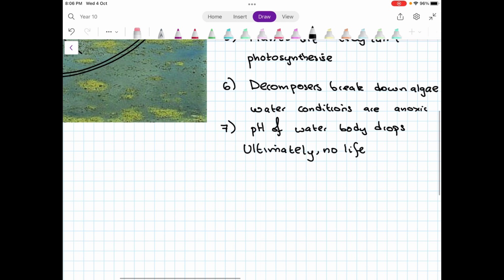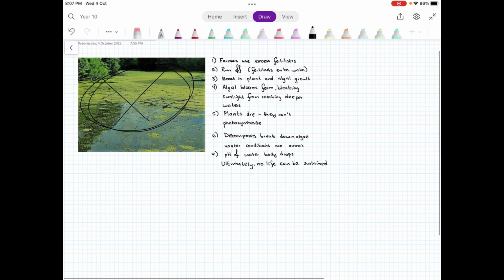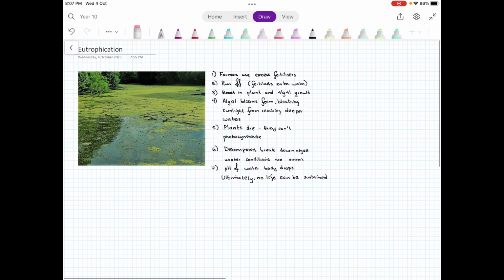No life can be sustained in this body of water. And this is why eutrophication is quite a severe issue. But that's the main steps that you need to know for the specification.